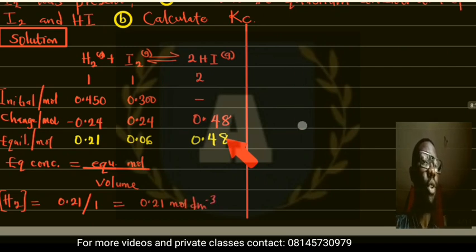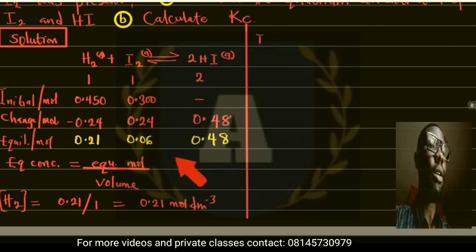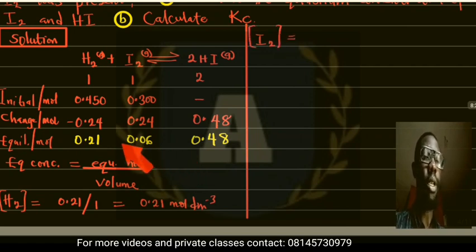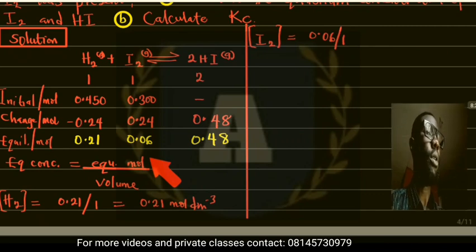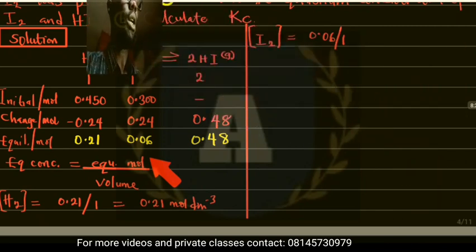Now we do a similar thing for iodine. So the equilibrium concentration for iodine will be the equilibrium mole, 0.06, divided by 1, and that is also going to be 0.06 mole per dm cube.